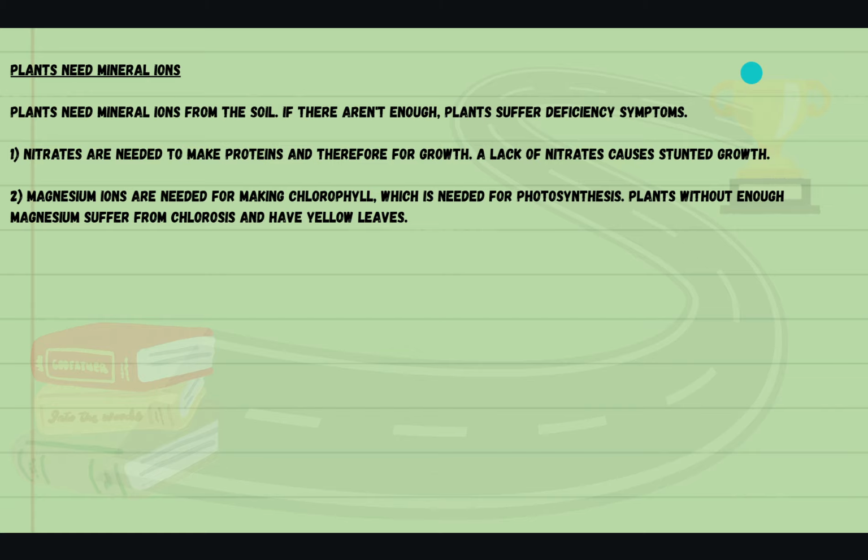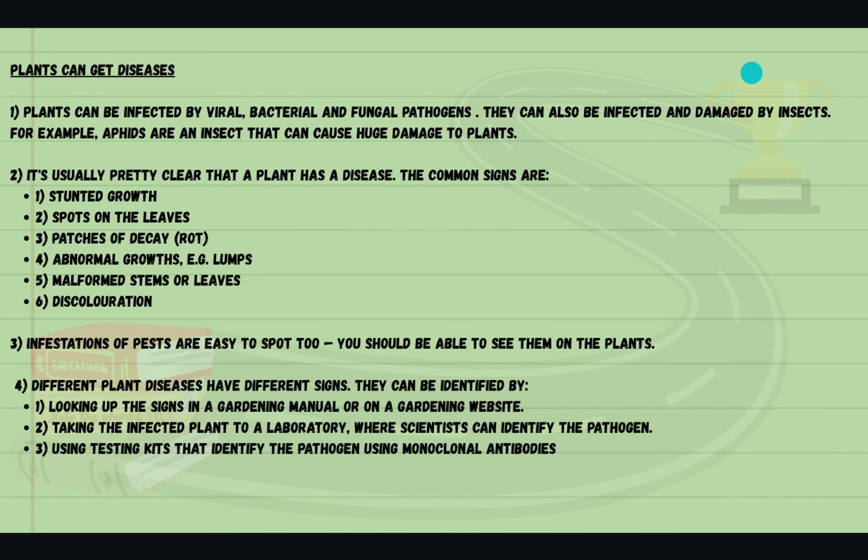So, plants need mineral ions. Plants need mineral ions from the soil. If there aren't enough, plants suffer deficiency symptoms. Nitrates are needed to make proteins and therefore for growth. A lack of nitrates causes stunted growth. Magnesium ions are needed for making chlorophyll, which is needed for photosynthesis. Plants without enough magnesium suffer from chlorosis and have yellow leaves.